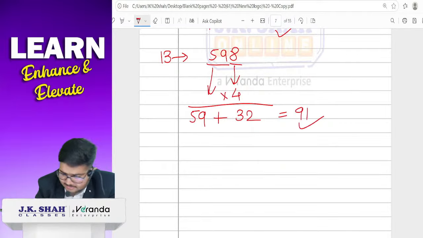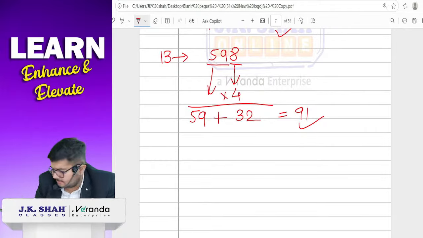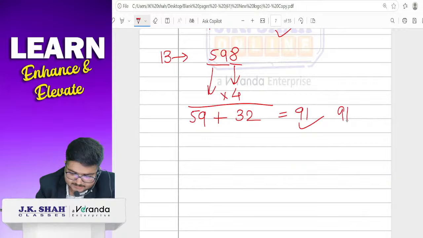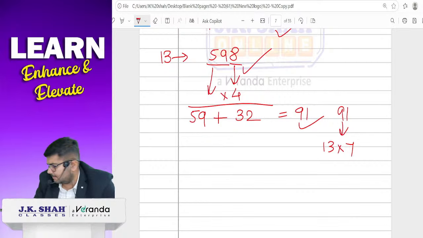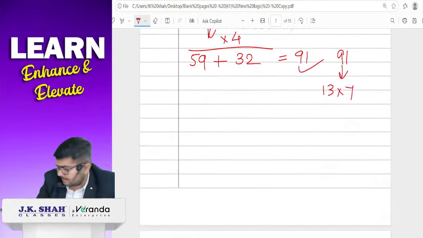Sir, is this divisible by 13? You don't know, na, because you haven't learned your tables. So you have to learn your tables, it is mandatory, right? 13 sevens are 91. So 91 is divisible by 13. Then the whole number is divisible by 13.